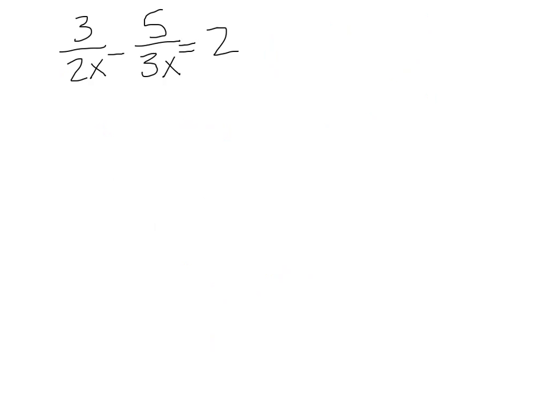Just to remind you guys, a whole number is a fraction over 1. So when I'm thinking about my domain restriction, I know that 2x can't equal 0, and I know that 3x can't equal 0. In both of these cases, I'm going to get the same domain restriction. I know that x can't be 0. X can be anything else in the world, whatever I solve for it to be, but it can't be 0.